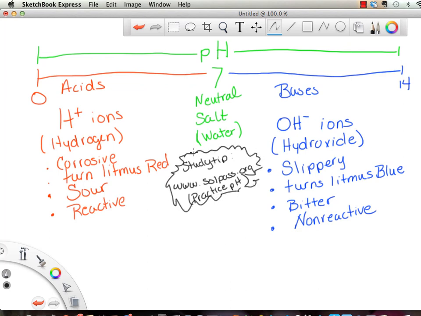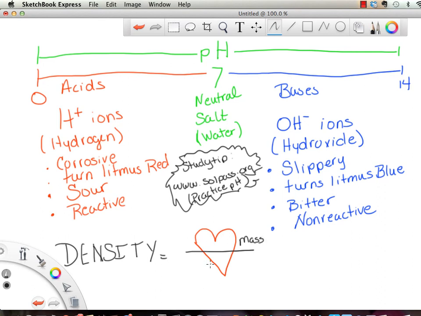Okay, so at the very bottom here, we just want to do one more thing that has to do with matter, and that has to do with density. And you need to make sure that you can solve density problems and know that the formula for density equals mass over volume. And the way we like to say it is dense people get broken hearts. So I'm going to draw my little heart here. I'm going to break it, and you're going to see that the top part of the heart is an M for mass, and the bottom part of the heart is a V for volume. And that's your formula for density.